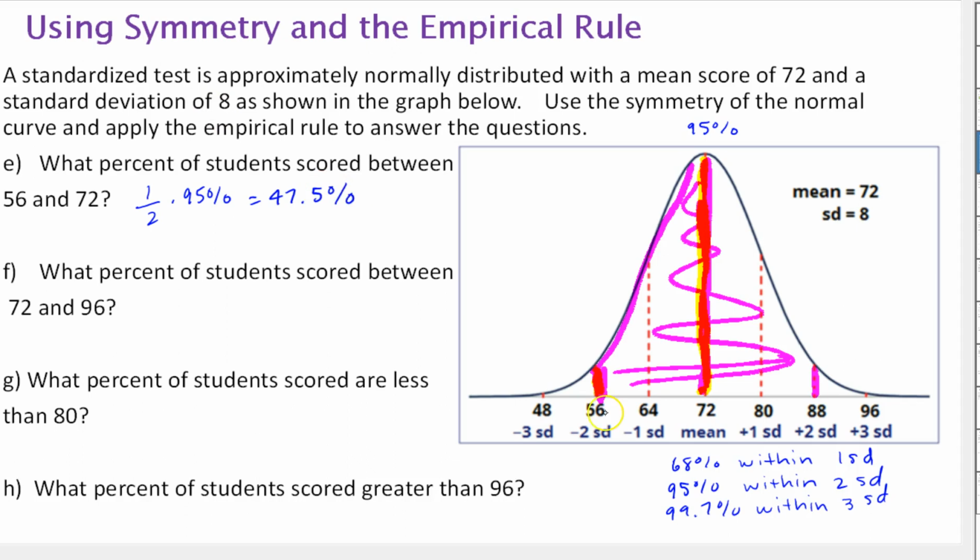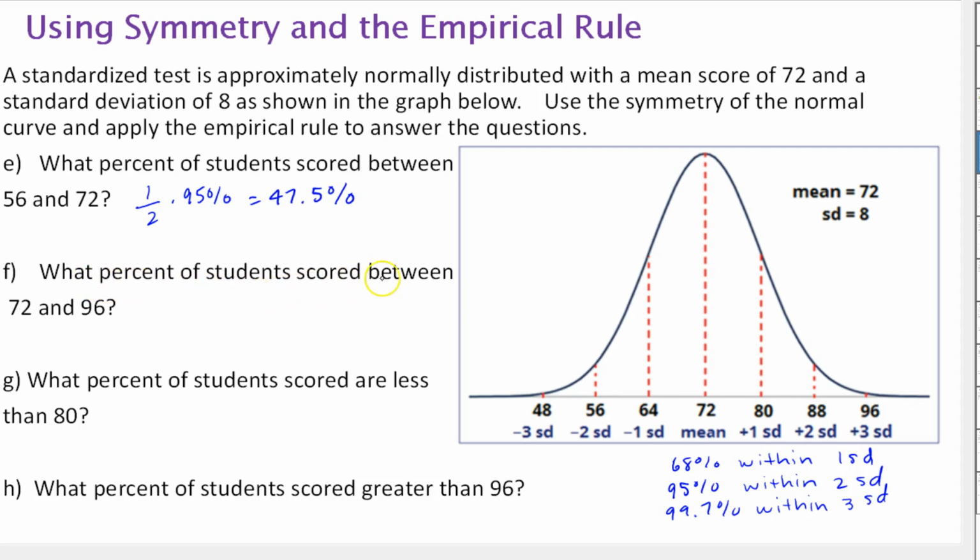So now we know that half of this 95% area, if we just go to the mean and 2 standard deviations in either direction, either 56 to 72 or 72 to 88, the area is 47.5%, or the percentage of students. Let's look at the next one.